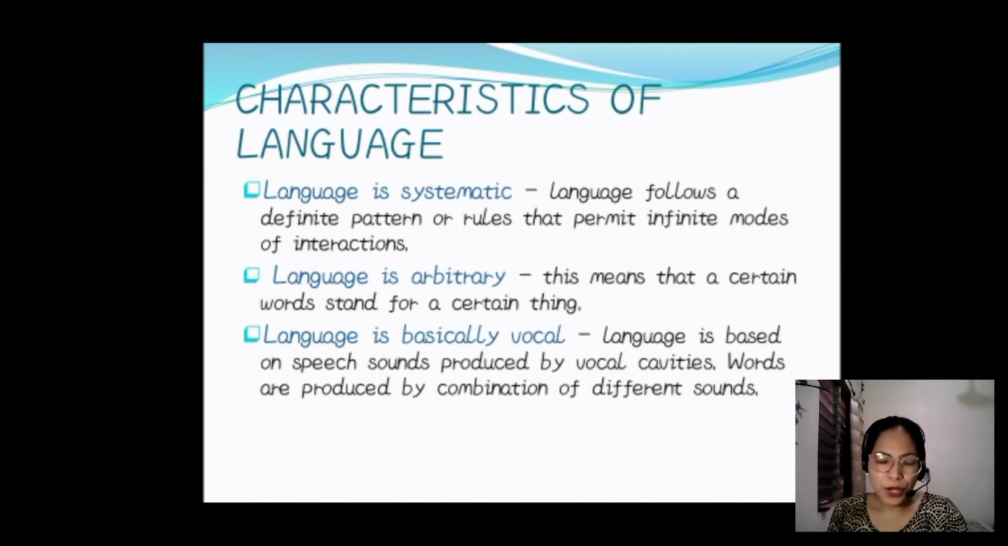Third, language is basically vocal. Language is based on speech sounds produced by vocal cavities. Words are produced by a combination of different sounds.